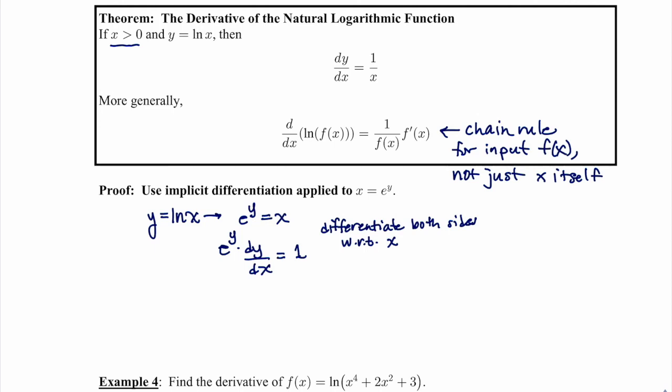And now I want to solve for dy dx. So I'll have dy dx equals 1 over e to the y. But then remember that e to the y is the same as x. So I can replace this e to the y with x. All right, so we can see the derivative for natural log of x is just 1 over x.